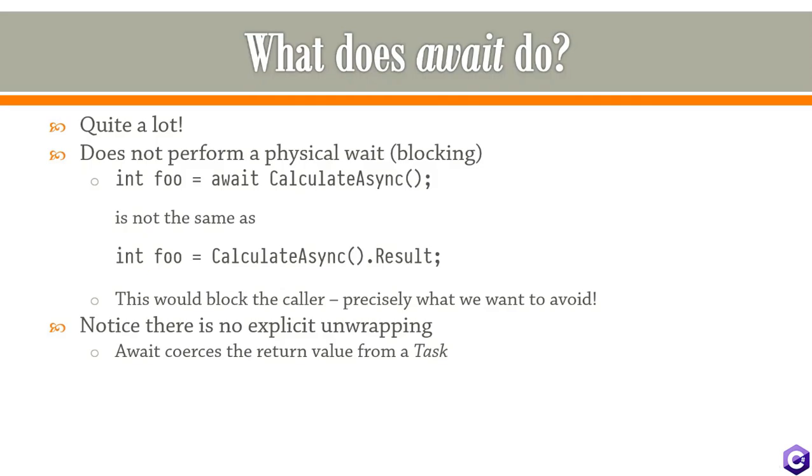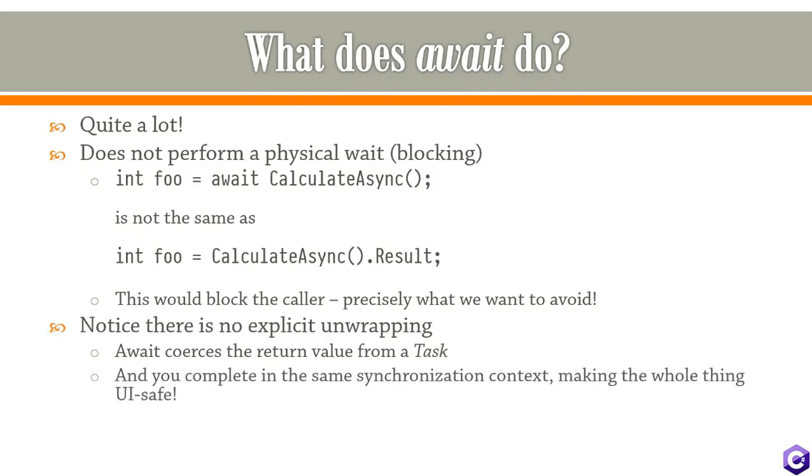Now, another interesting thing is that you complete the continuation in the same synchronization context where you started. So if you started on the UI thread, you can perform your work on a separate thread. That's when you await the whole thing. But subsequently, when you take that value and use it to update a control, for example, you're back to the UI thread.